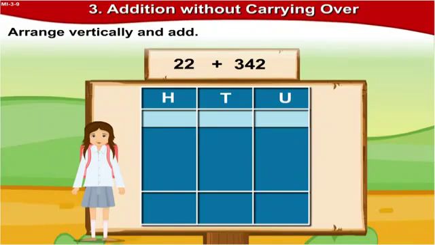Next is 22 plus 342. We'll arrange them vertically, writing HTU. Now 22 would be 2 tens 2 units, plus 342 would be 300, 4 tens, 2 units. In the units column, 2 units plus 2 units is 4 units. In the tens column, 2 tens plus 4 tens is 6 tens. In the hundreds column, 300, which means the answer would be 300, 6 tens and 4 units, that is 364.